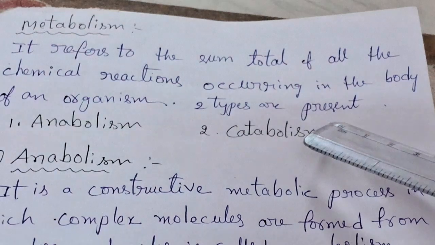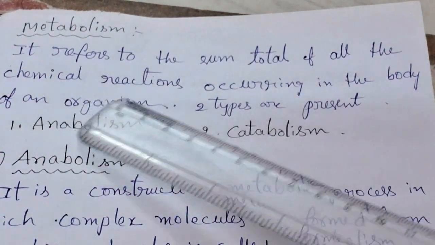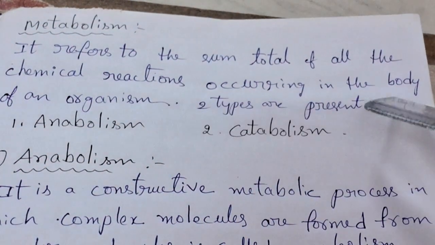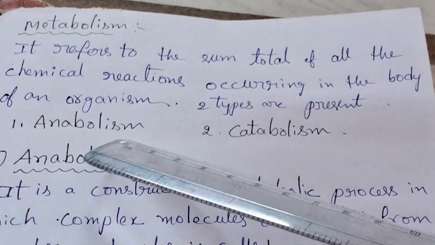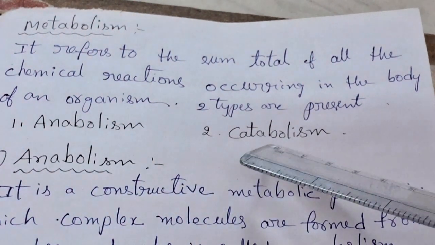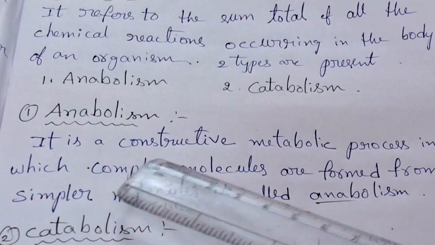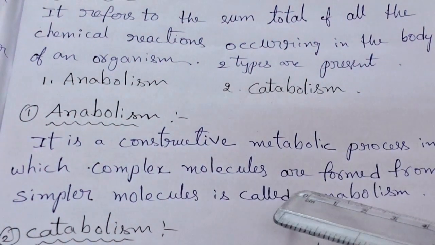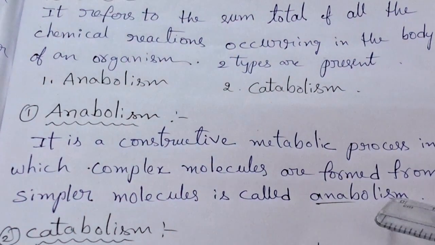Two types are present in this metabolism. What is the meaning of metabolism? The sum total of all the chemical reactions occurring in the body of an organism. It has two types, anabolism and catabolism. First one is anabolism. It is a constructive metabolic process in which complex molecules are formed from simpler molecules. This process is called anabolism.